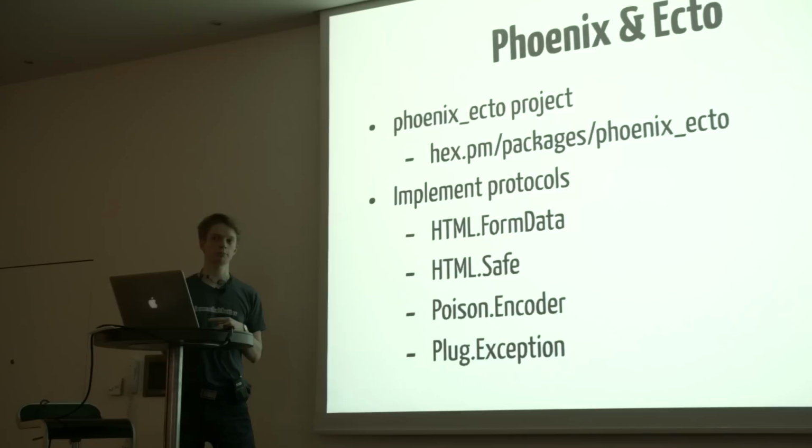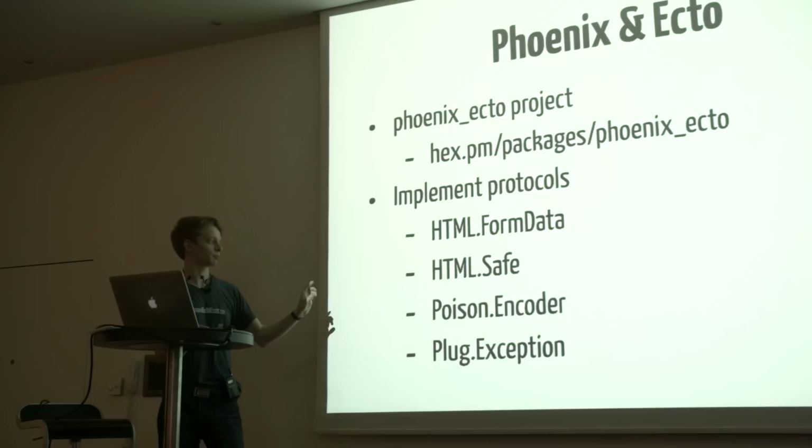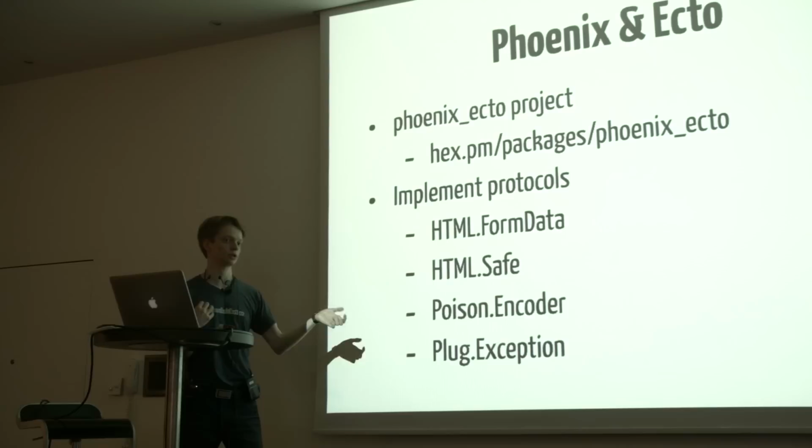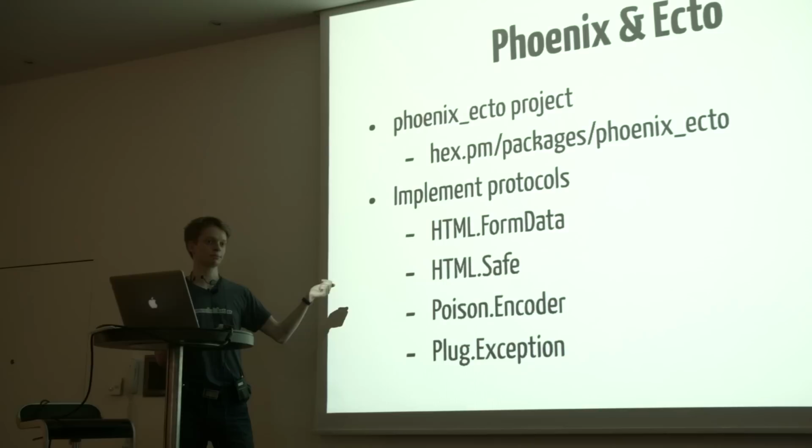We also have HTML safe, which is how Phoenix ensures that you don't have cross-site scripting and so on. If something is not HTML safe, it will be escaped. If it is safe, it will not be escaped. We implement this for some Ecto types that are safe, like decimals, datetimes, and so on. Phoenix also ships with Poison, which is its JSON parser and encoder. So we implement that for the same Ecto types.